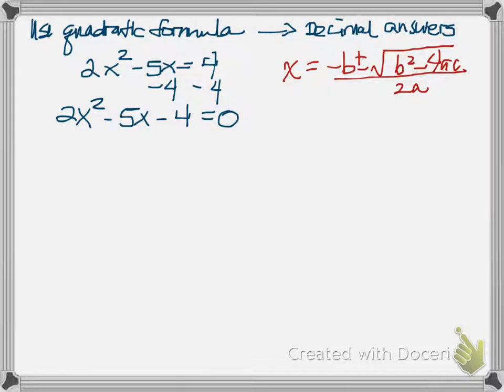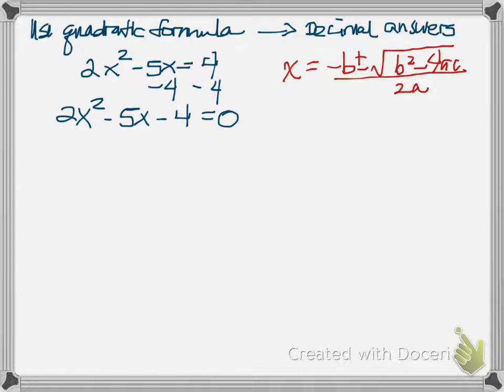Okay, so what do you think I need to do? Any suggestions? Come on, y'all, look at the problem. Think about it. 2x squared minus 5x minus 4 is equal to 0. I want to use the quadratic formula. What do I need to do now? Factor it out. I can't factor it. You have to move the 4.